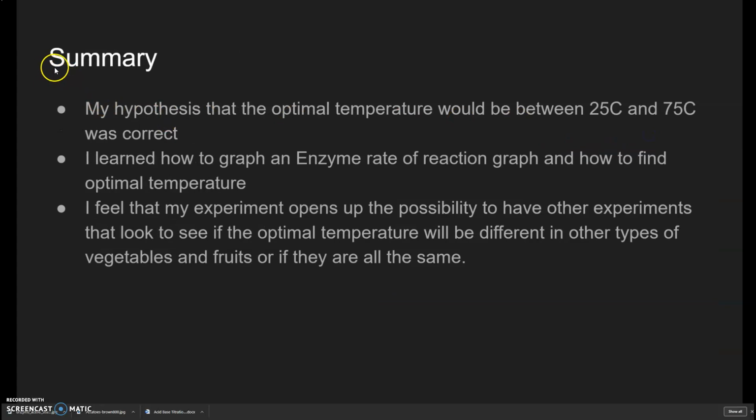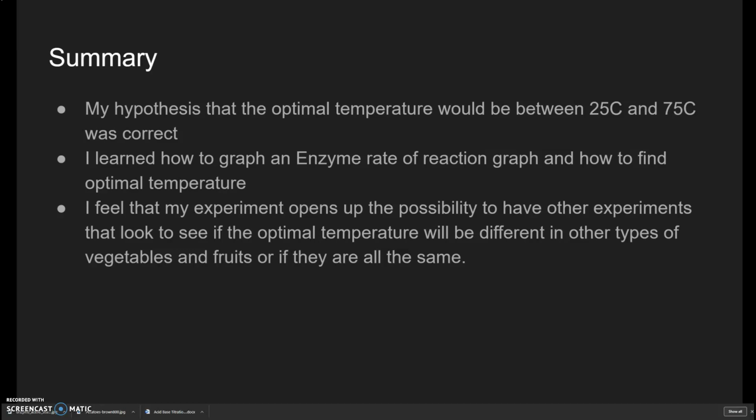In the summary here, my conclusion is that my hypothesis, that the optimal temperature would be between 25 degrees Celsius and 75 degrees Celsius, was correct. In this experiment, we learned how to graph an enzyme rate of reaction graph and how to find the optimal temperature. I feel that my experiment opens up the possibility to have other experiments that look to see if the optimal temperature will be different in other types of vegetables and fruits, or if they're all the same.